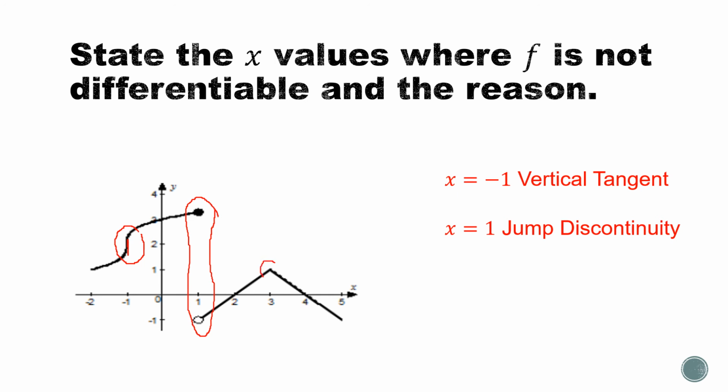And right here, I have a sharp turn, like an absolute value graph, which again makes me uncomfortable for differentiability. So I'm going to say at x equals 3, I have a corner.